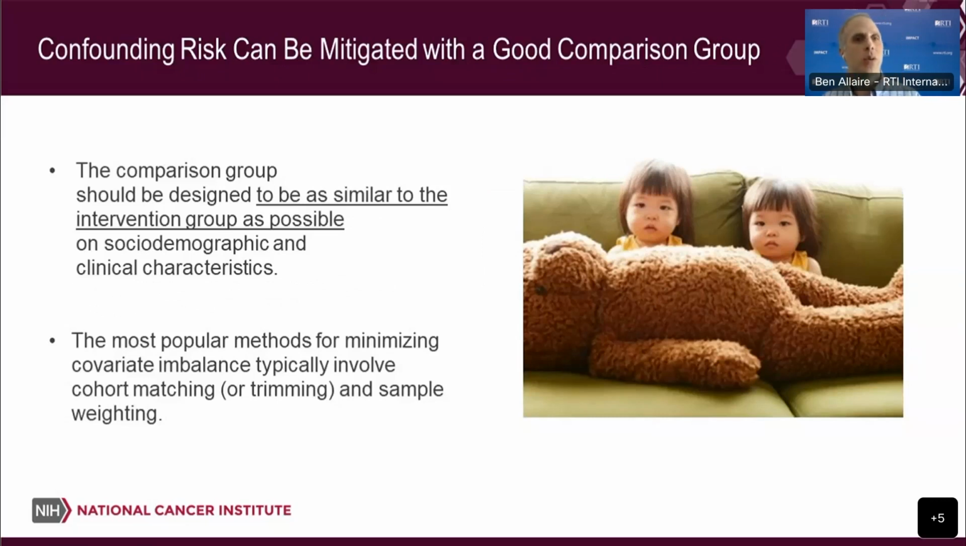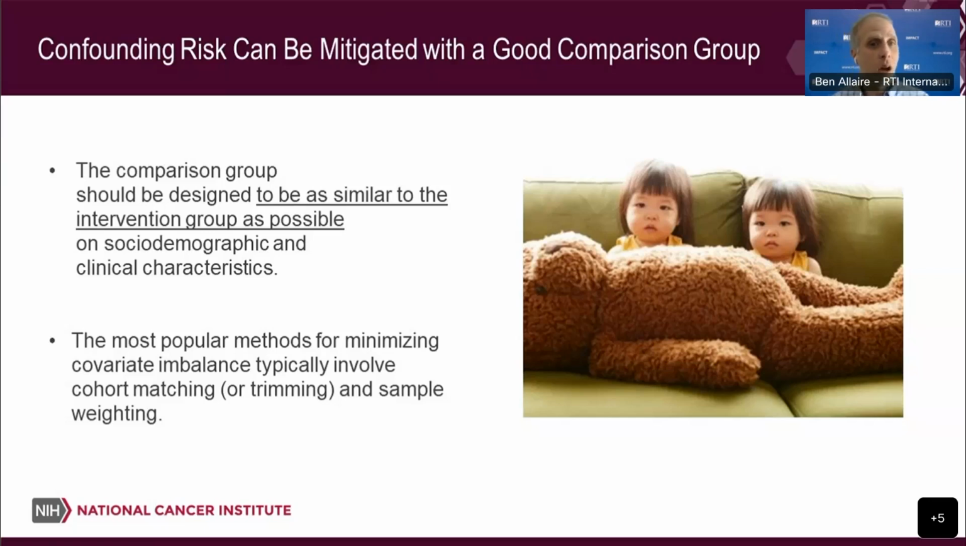Like I said, the confounding risk can be mitigated with a quality selected comparison group. And so how do you do that? Well, the comparison group needs to be selected and designed to be as similar to the intervention group as possible on socio-demographics and clinical characteristics. So if you're using SEER MHOS, you want your cancer and your non-cancer group to be as similar as possible on those variables that are related to cancer, and we'll get into that in a sec. But you want them really to look very similar.